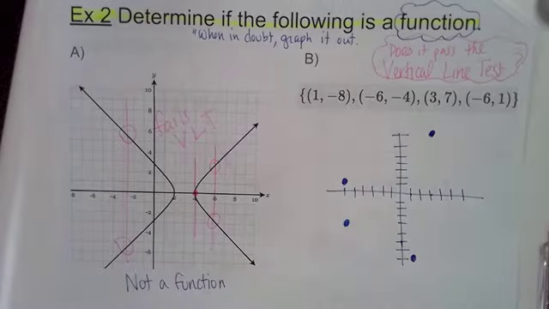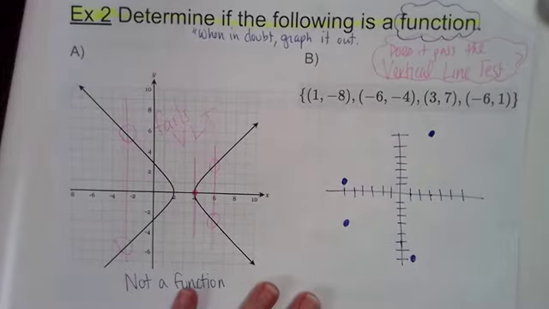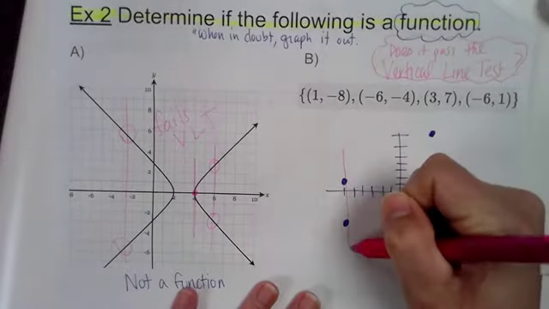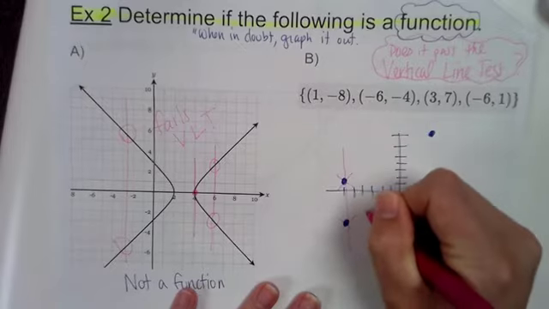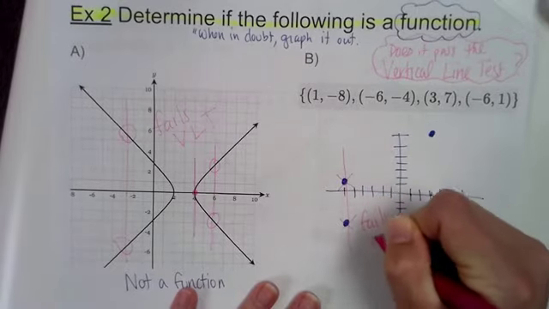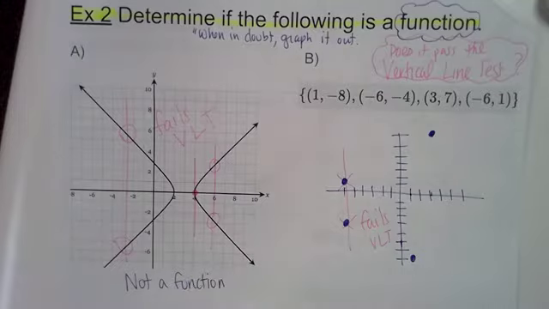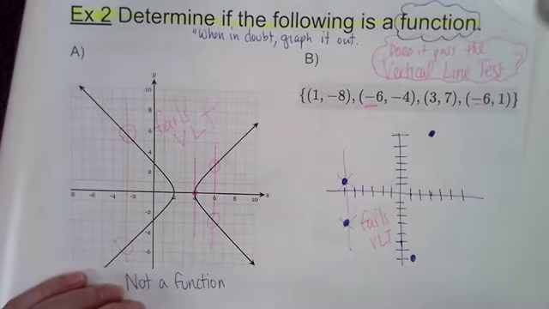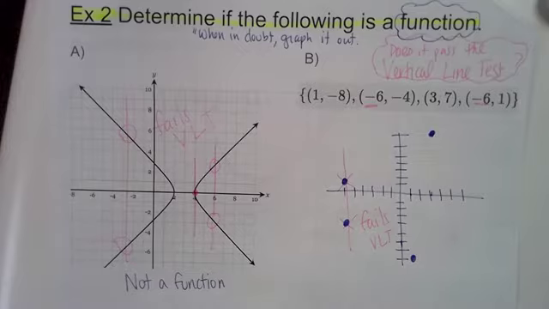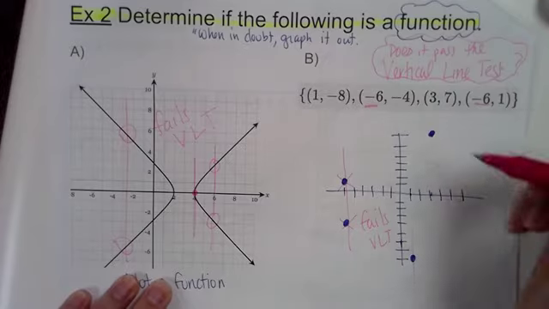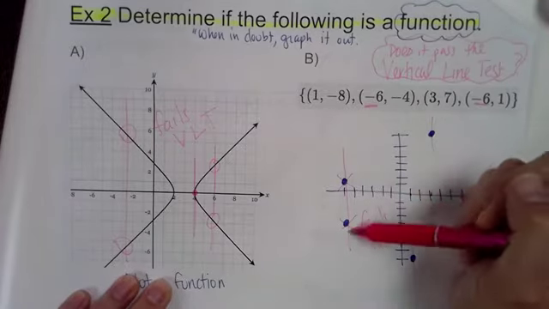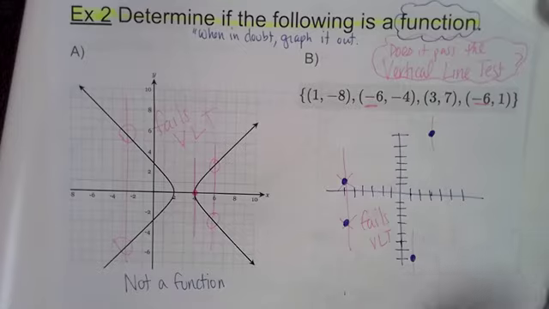So I have plotted these ordered pairs, and what do you notice about these ordered pairs? What happens if I try to draw a vertical line? Yeah, right here. Whoop, they're stacked up. That fails the vertical line test because we have 2 points that are stacked on top of one another. Here I can draw a vertical line, it's fine. Here I can draw a vertical line, that's fine, but this fails. That means this is not a function.